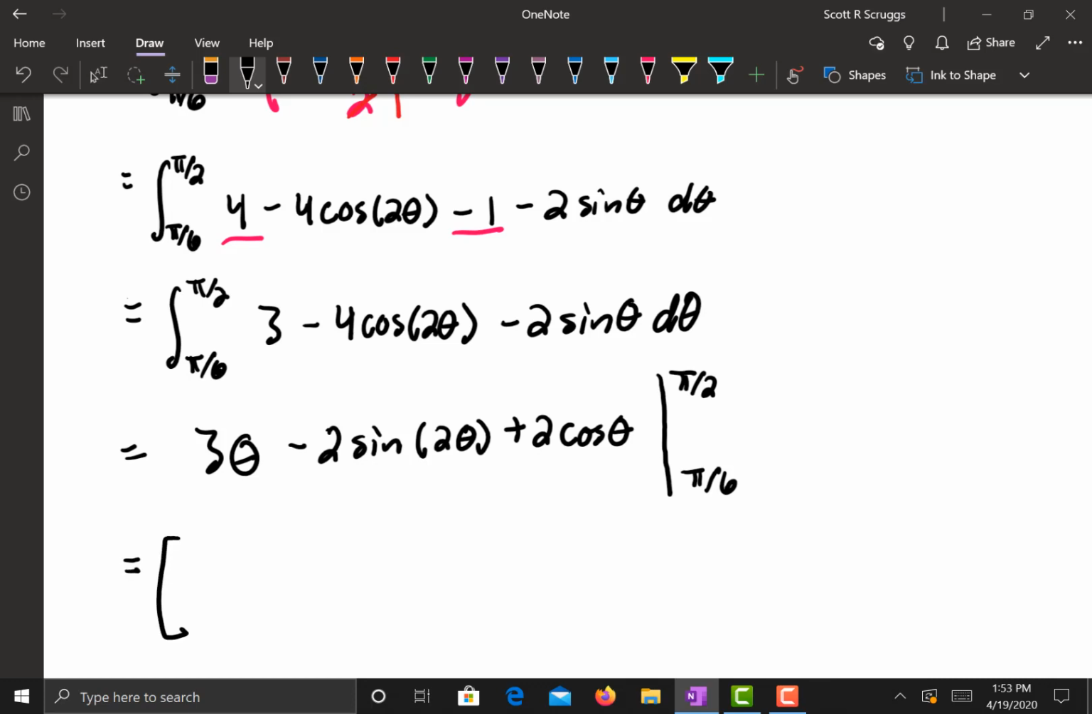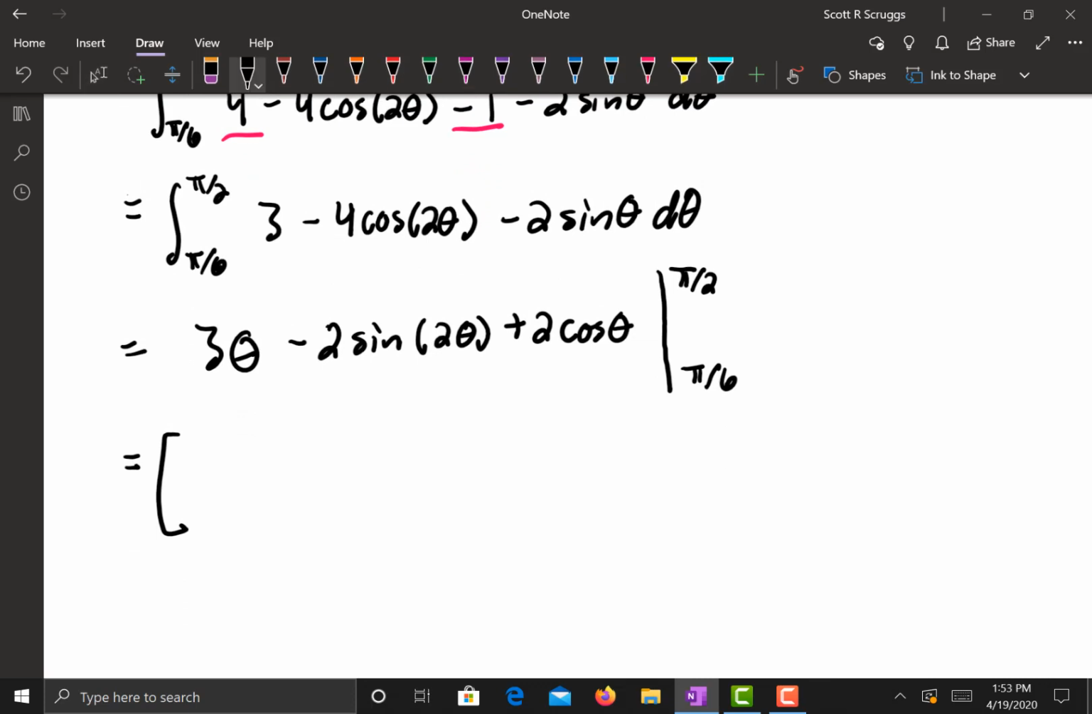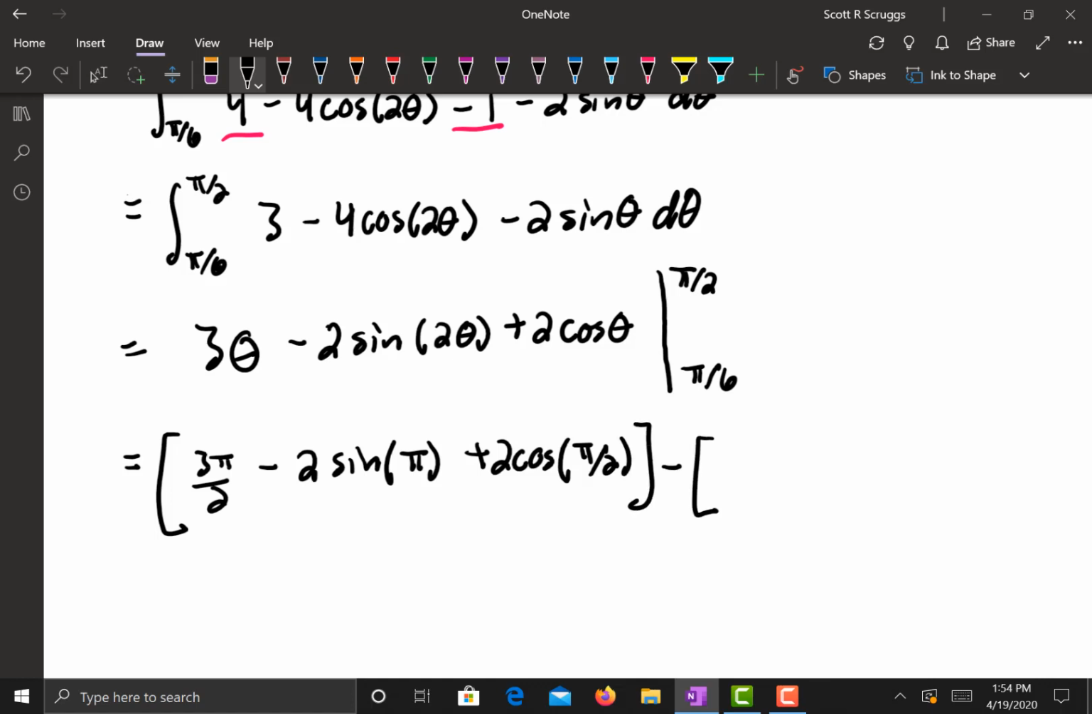And doing that gives me the following. Evaluated at pi over 2, I'll get 3 pi over 2 minus 2 times sine of pi, because 2 times pi over 2 is pi, plus 2 times cosine of pi over 2, minus, evaluated at pi over 6, 3 times pi over 6, which reduces down to pi over 2, minus 2 times sine of pi over 3, plus 2 times cosine of pi over 6.